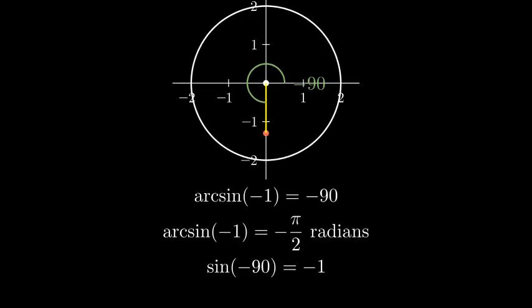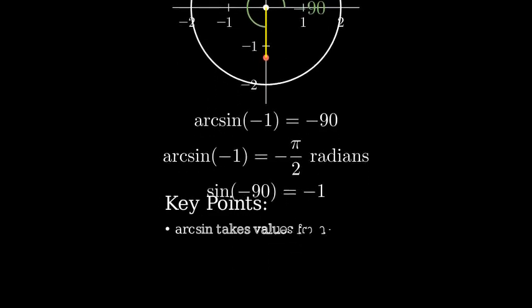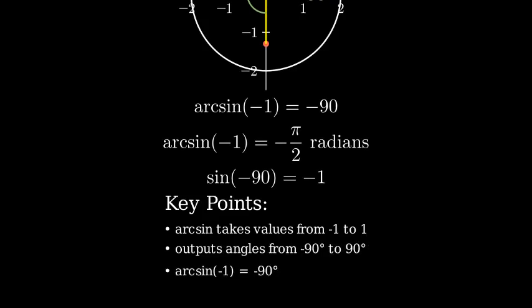We can verify this because sine of -90 degrees equals -1, and that's how we find the inverse sine of -1. Remember that inverse sine is looking for the angle that gives us a particular sine value, and its output is always between -90 and +90 degrees.